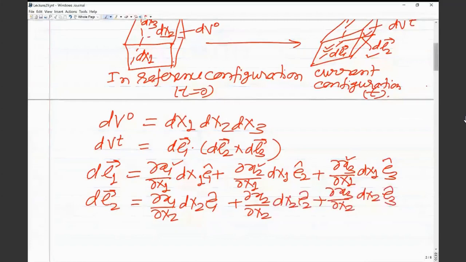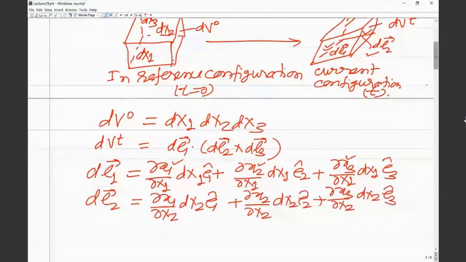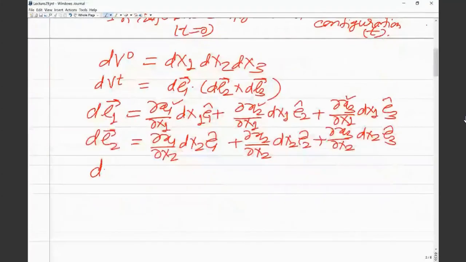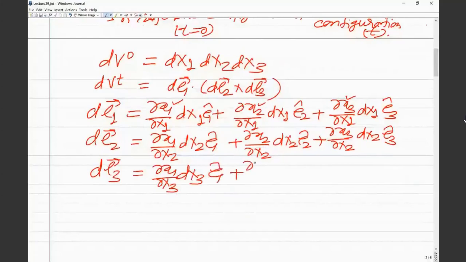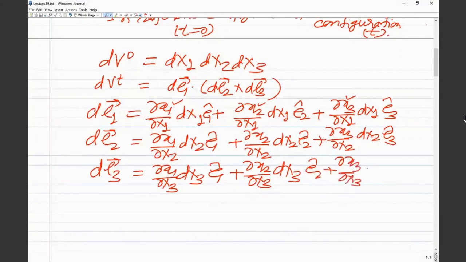So you can write these dl1, dl2, and dl3 vectors like this. Similarly, dl3 will be equal to del x1 upon del X3 into dX3 E1 cap plus del x2 upon del X3 into dX3 E2 cap plus del x3 upon del X3 into dX3 E3 cap. So these are the unit vectors.